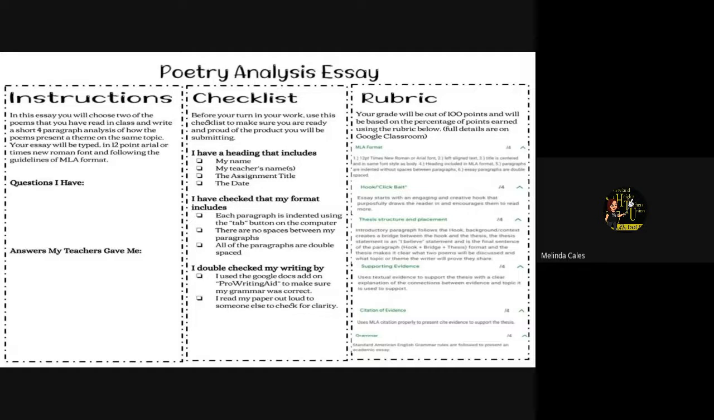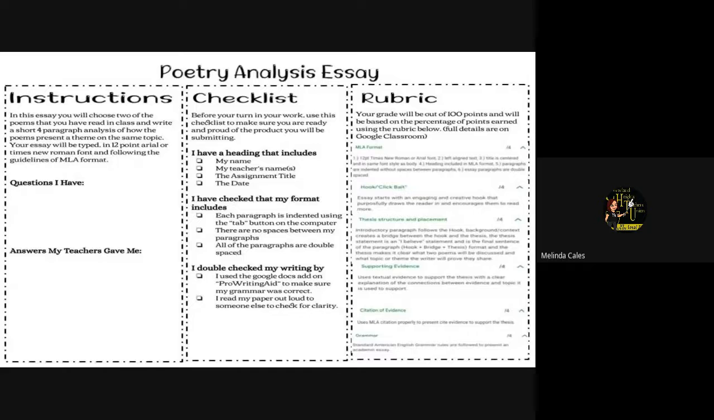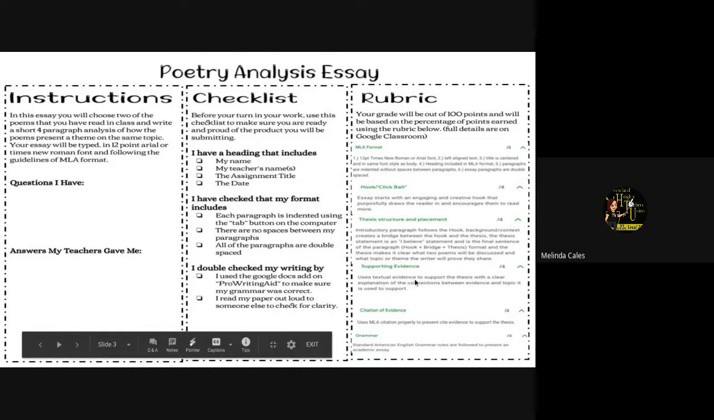And then I would have to have evidence from my paper to show that. So the evidence, let me go back to my slides here. I'm going to need to quote it. So I'm going to have it quoted citation-wise with MLA format. And then I need to also make sure that I'm explaining how it supports my thesis statement. So you'll see here on our thesis, underneath thesis, I should say, is supporting evidence. And it says using textual evidence to support the thesis with a clear explanation of the connections between evidence and the topic it is used to support. And then citation of evidence is separate.